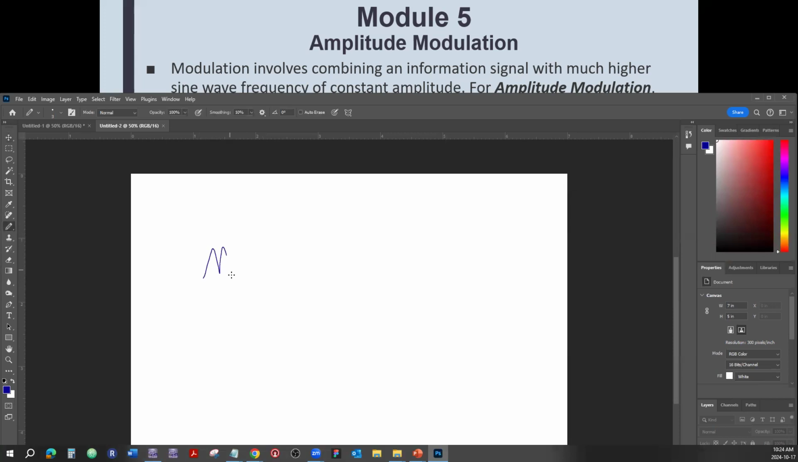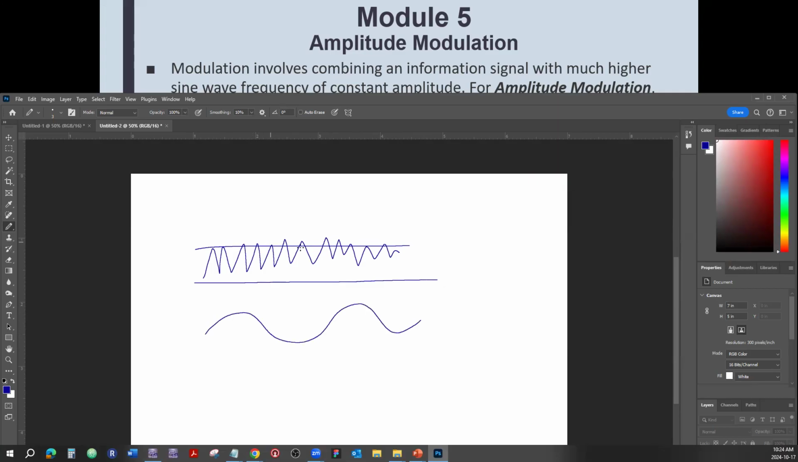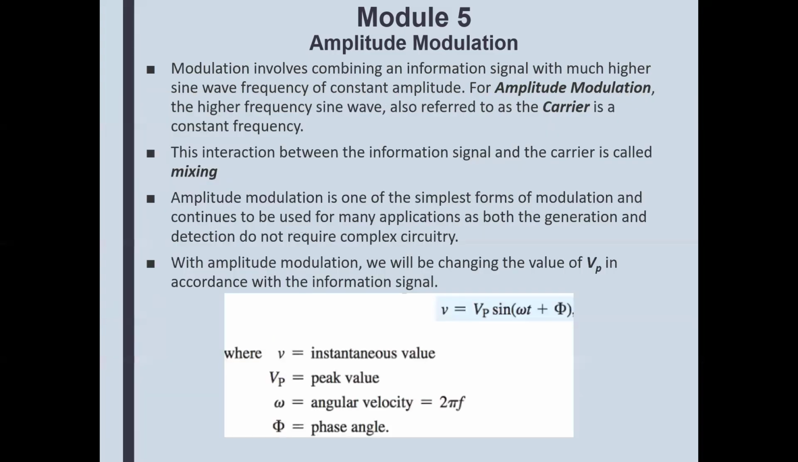and it's just, if I can draw it, it's constant, right? Constant, more or less. Here are my drawing skills. And we're introducing that intelligence signal on top of that. So mixing is going to occur, right? So that's what this one is saying here: the interaction between the information signal and the carrier is called mixing.